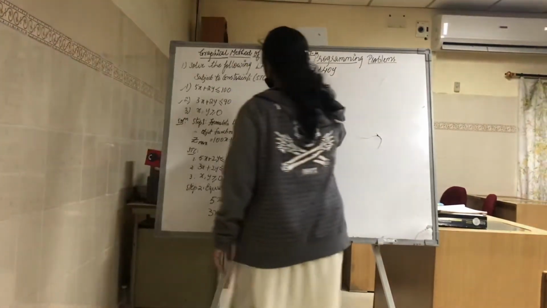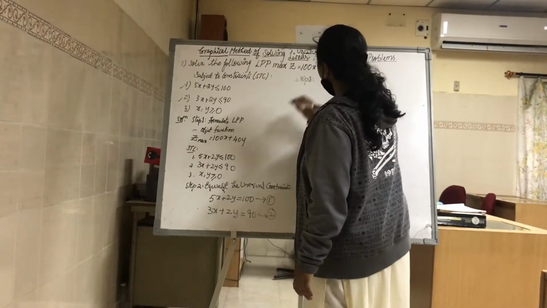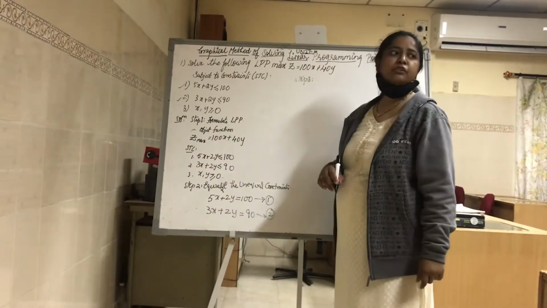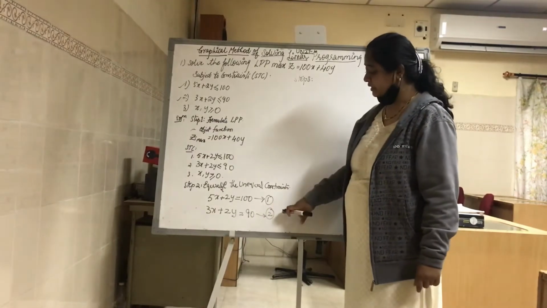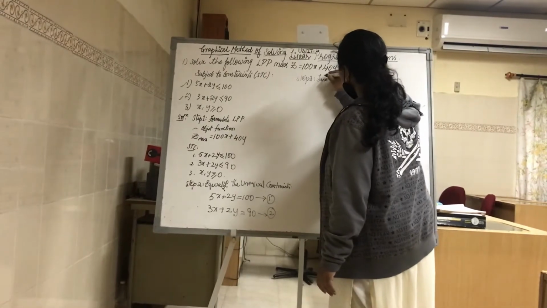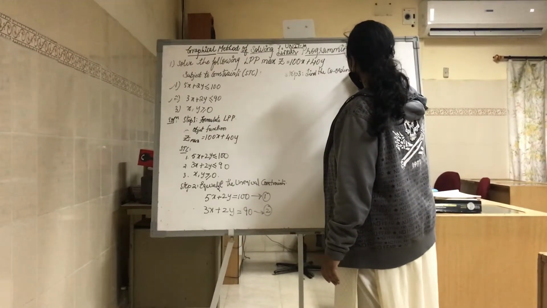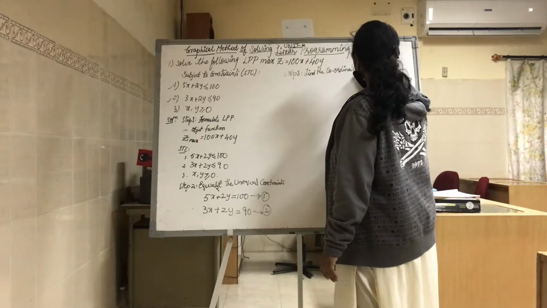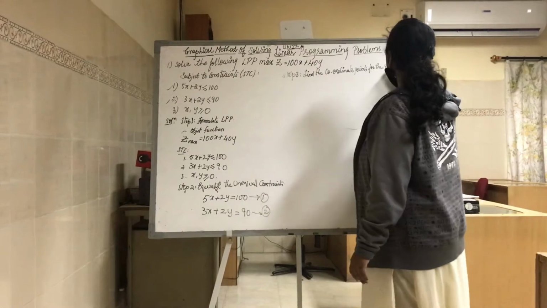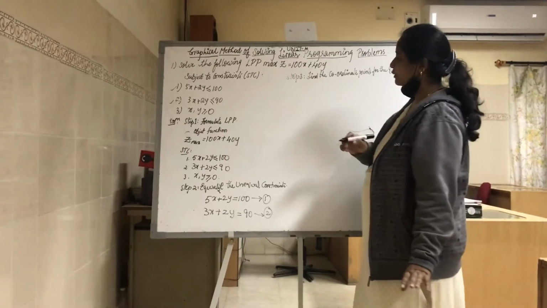Now I am writing here, students, it's step 3. Now coming to step 3, what you need to do is find the coordinate points for these equations. Okay, so how are you going to find the cardinal points for the equation?